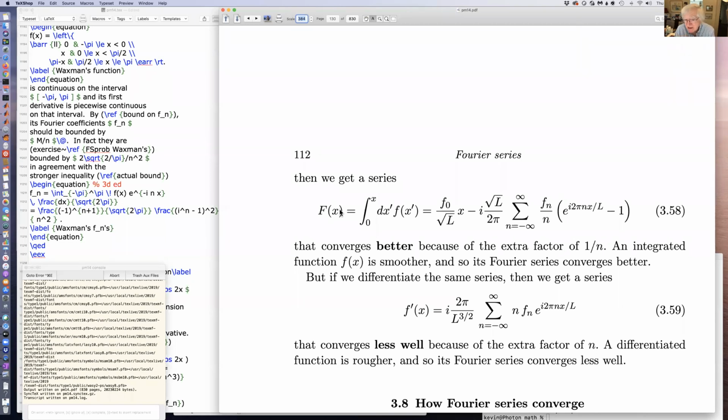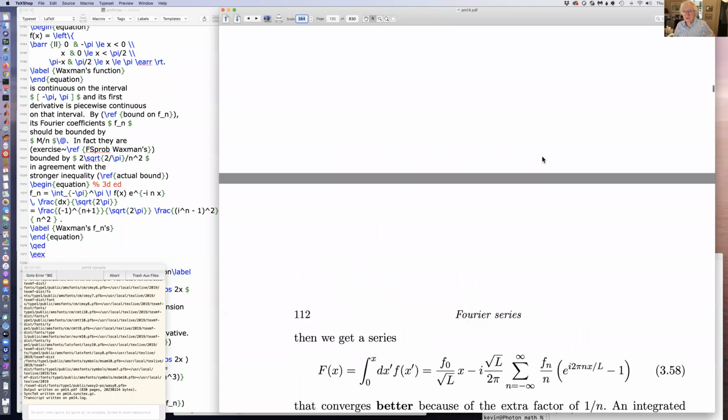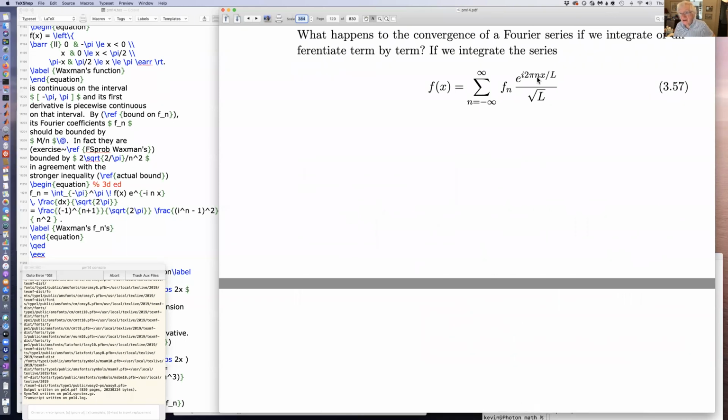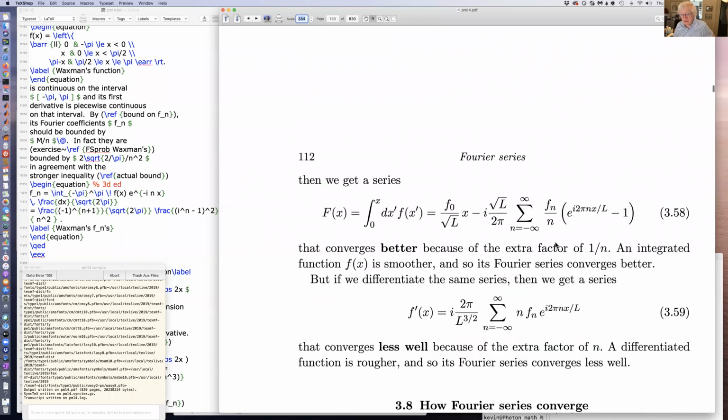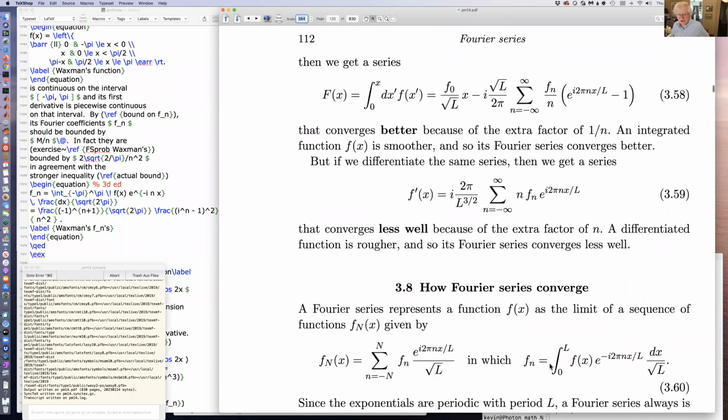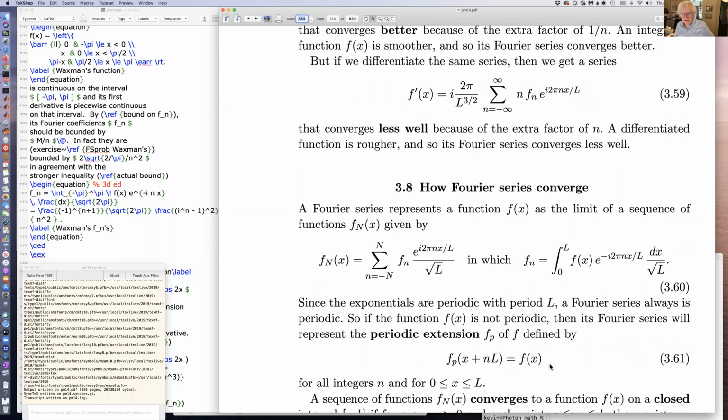On the other hand, if you differentiate the same series, you get this expression, because when you differentiate e to the 2 pi i n x over L, you pull down a factor of n, and that means the convergence is worse. And so a differentiated function is rougher and its Fourier series converges worse, or less well.